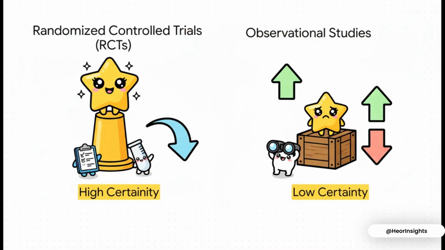Now, this is a super important rule within GRADE, the starting point. Where your assessment begins depends on the type of evidence you have. If you're looking at a body of evidence from randomized controlled trials, or RCTs, you start at the top, high certainty. But if your evidence is coming from observational studies, you have to start at low certainty. From there, you can adjust that rating based on what you find.